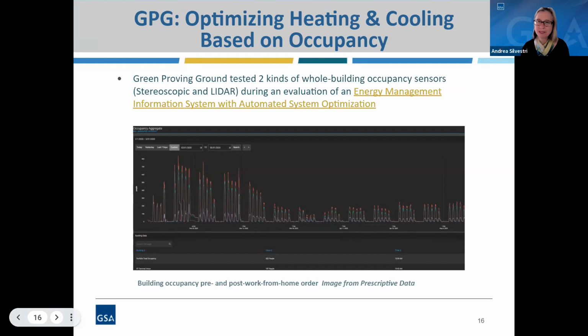The pilot was taking place during COVID. And so this chart shows, you can really see a big drop off pre and post work from home order. On the left, you see occupancy before the work from home order, and then you see it drop off. Next slide.